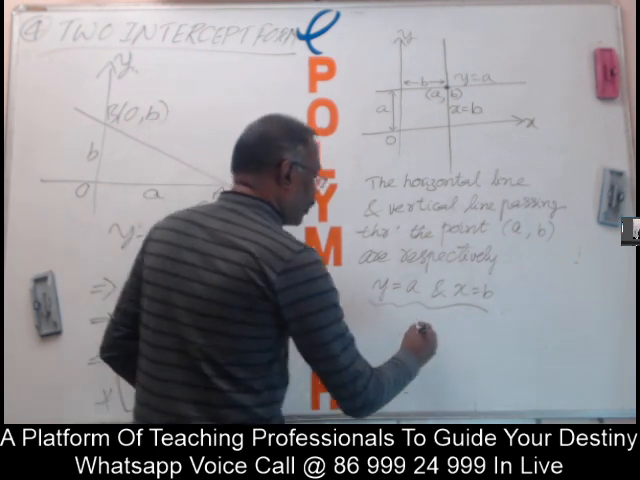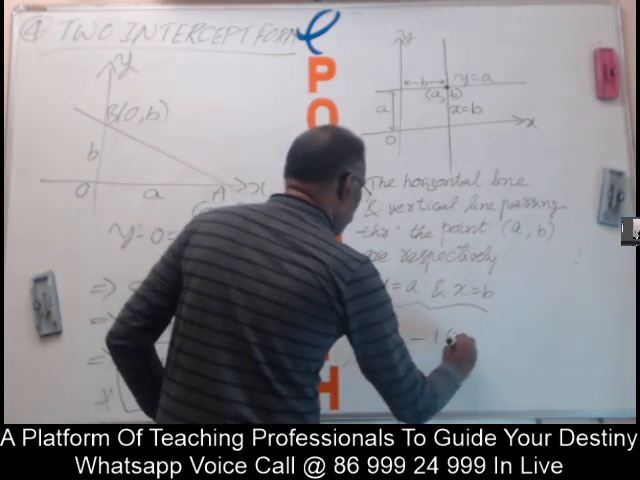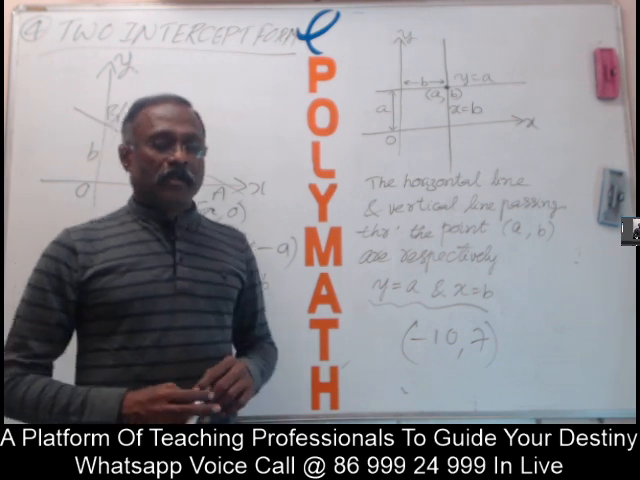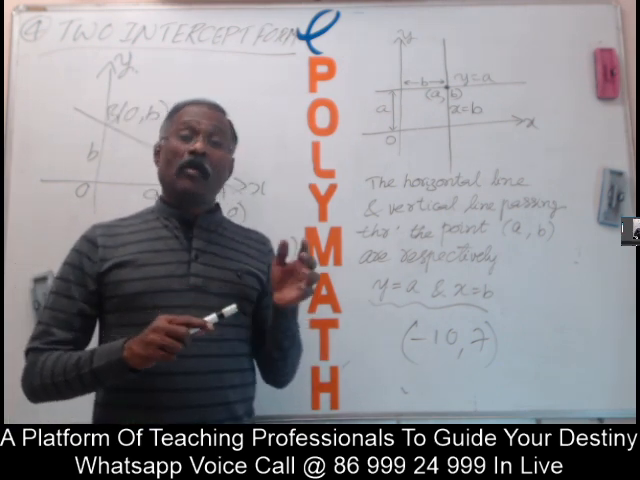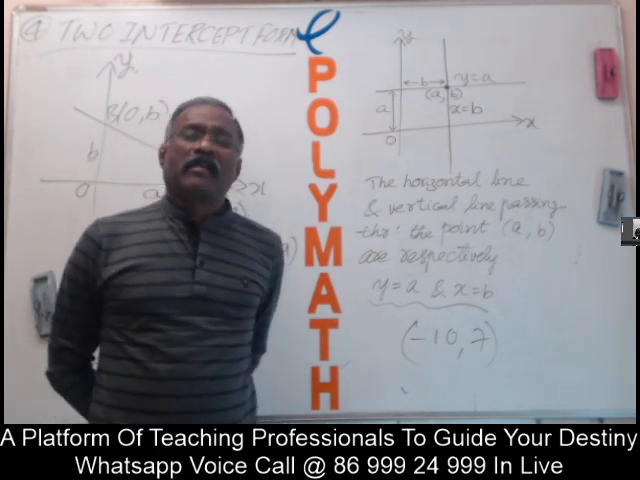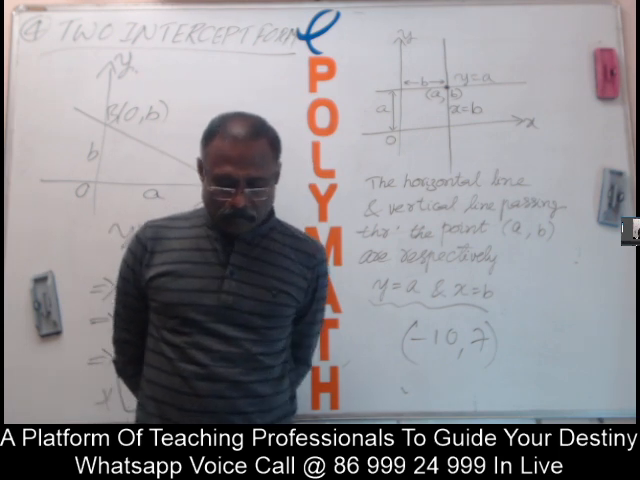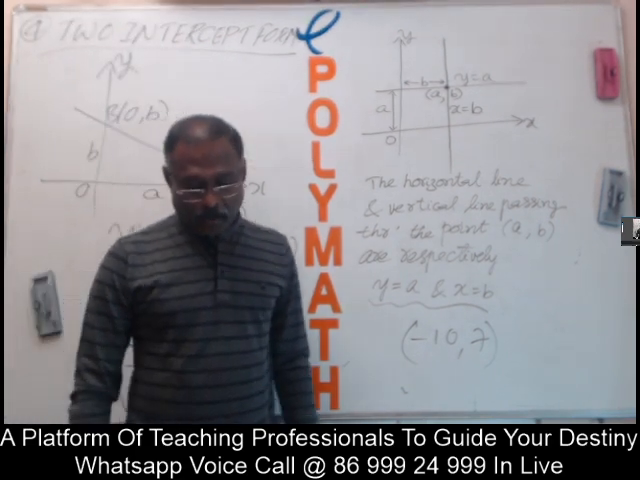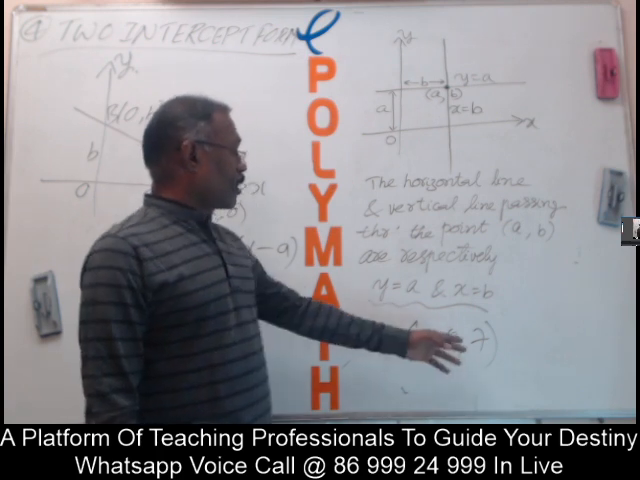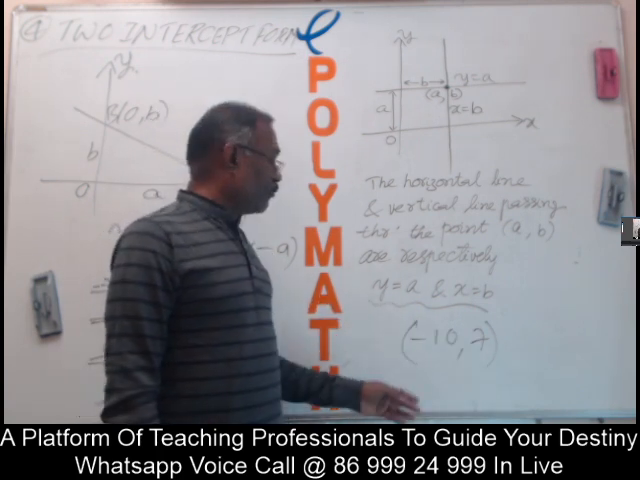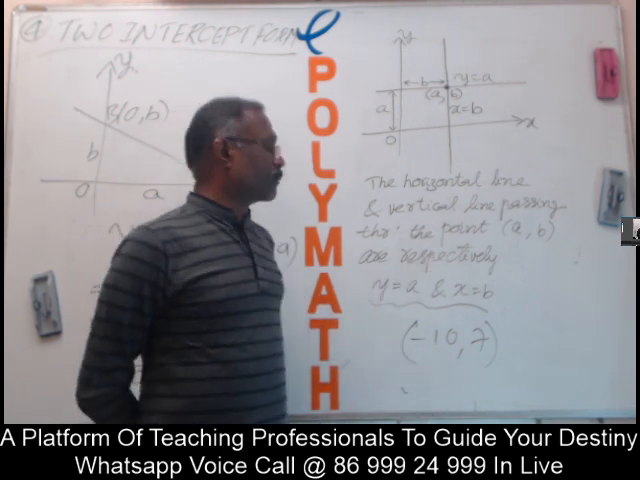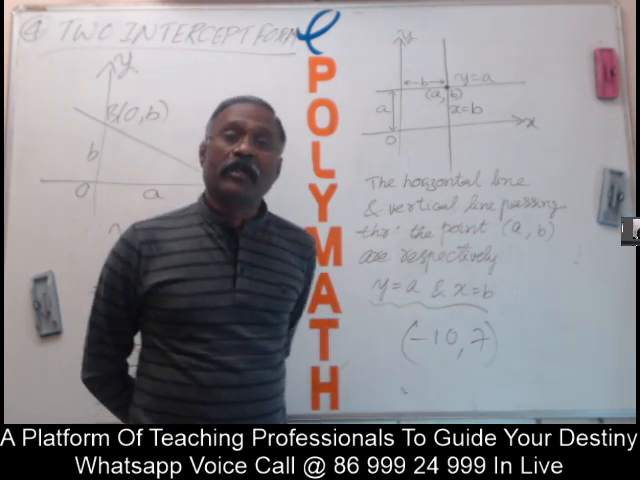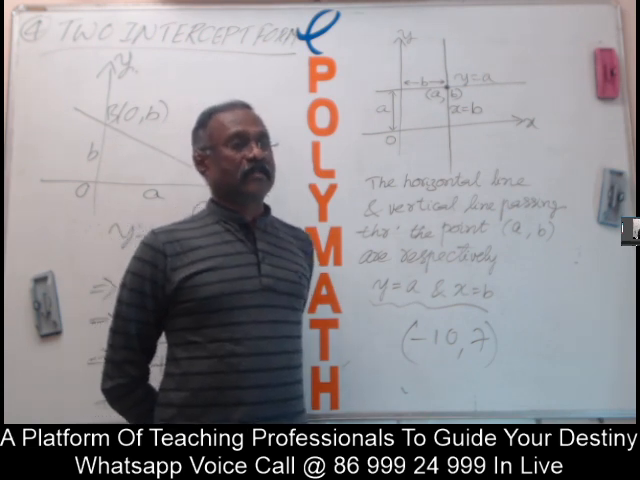And if I give you a point like this, minus 10 comma 7. What is the point given? Minus 10 comma 7. What is the horizontal line passing through minus 10 comma 7? Horizontal line is nothing but y is equal to 7 and vertical line is nothing but x is equal to minus 10. Remember that. So vertical line is x plus 10 equal to 0. Horizontal line is y is equal to 7. This is what you have to understand.